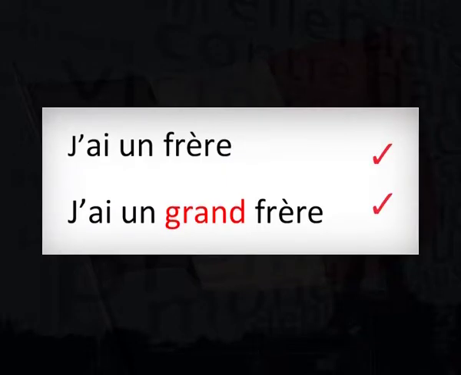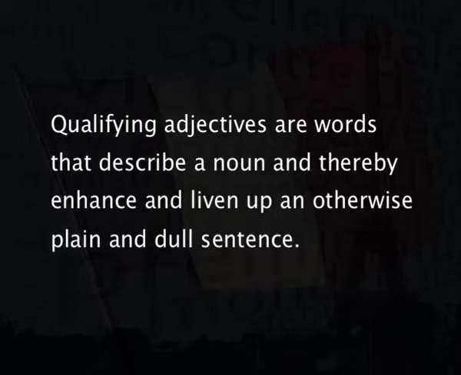J'ai un frère and j'ai un grand frère are both grammatically correct. But the second sentence is better because it makes the sentence more interesting by telling us something about the brother. We can therefore say that qualifying adjectives are words that describe a noun and thereby enhance and liven up an otherwise plain and dull sentence.